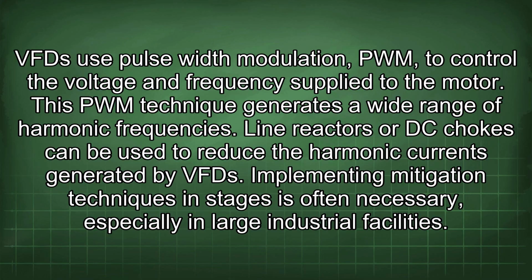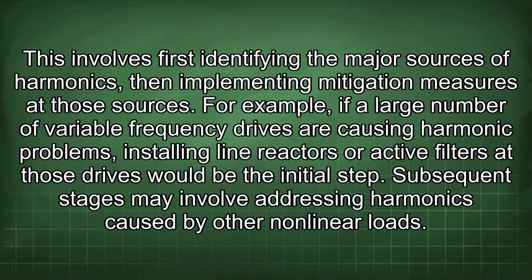Implementing mitigation techniques in stages is often necessary, especially in large industrial facilities. This involves first identifying the major sources of harmonics, then implementing mitigation measures at those sources. For example, if a large number of variable frequency drives are causing harmonic problems, installing line reactors or active filters at those drives would be the initial step. Subsequent stages may involve addressing harmonics caused by other nonlinear loads.